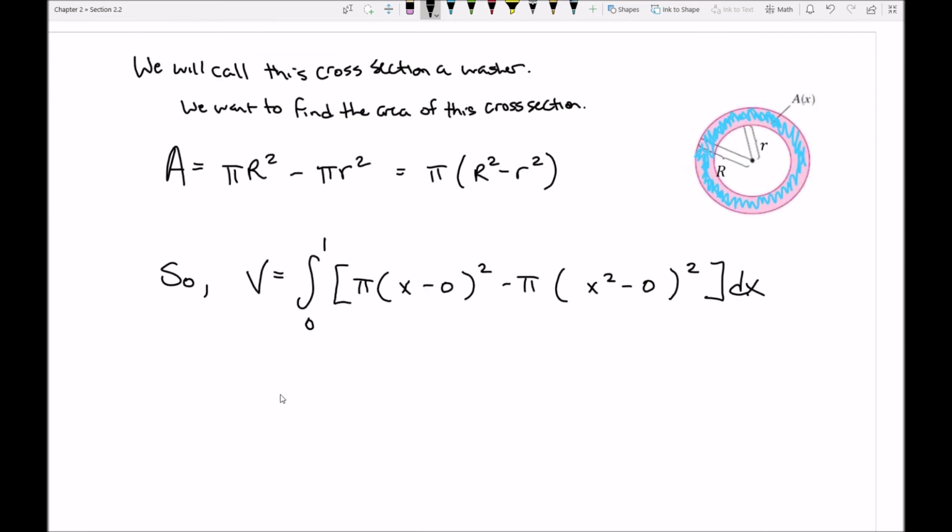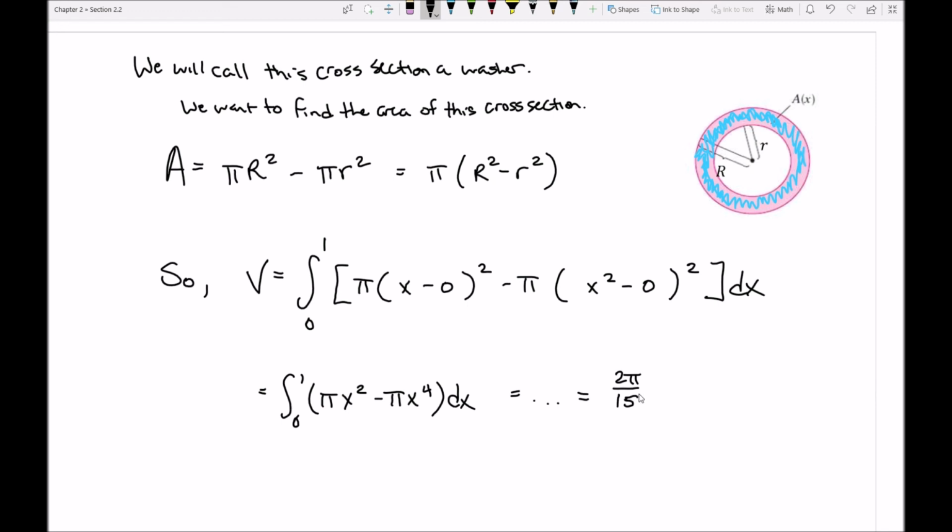This right here is actually a very, very simple integral to work with. You'll notice that it's just going to be pi x squared minus pi x to the 4th dx. This is so simple to integrate. Again, I'm not going to do it here, but I'll leave it for you to do, and hopefully you can confirm that this indeed turns into 2 pi over 15.